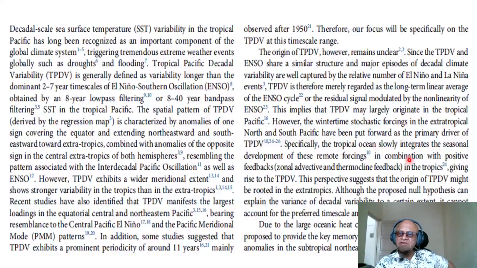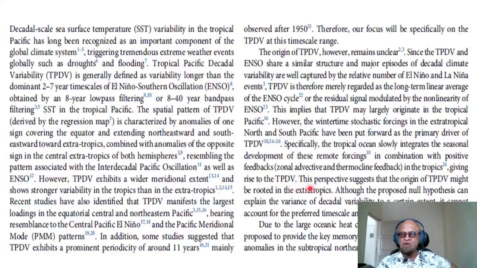However, the wintertime stochastic forcings in the extratropical North and South Pacific have been put forward as the primary driver of TPDV. Specifically, the tropical ocean slowly integrates the seasonal development of these remote forcings in combination with the positive feedbacks such as zonal advective and thermocline feedbacks, which I won't go into details, but they happen in the tropics and it's discussed elsewhere, you can look up. So these are argued to give rise to the TPDV.